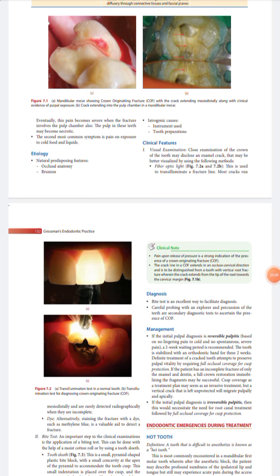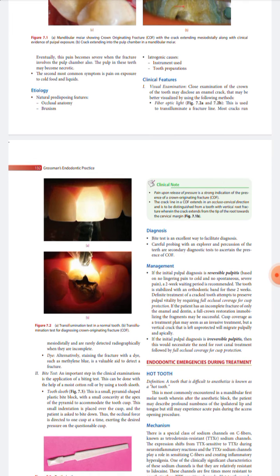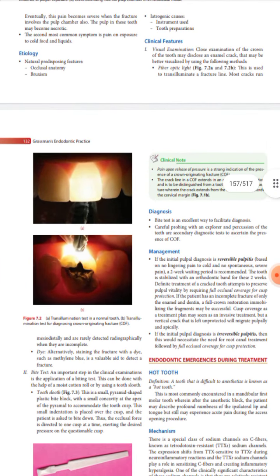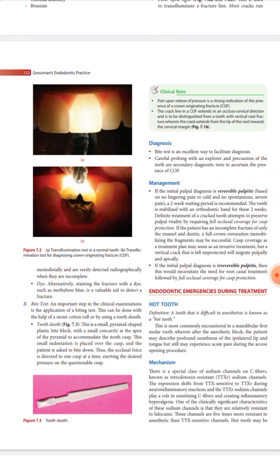Etiology, natural predisposing features, occlusal anatomy, iatrogenic factors, instruments used, tooth preparation. Clinical features such as visual examination: close examination of the crown of the tooth may disclose an enamel crack that may be better visualized by using the following method. Fiber optic light is used to transilluminate a fracture line. Most cracks run mesiodistally and are rarely detected radiographically when they are incomplete.